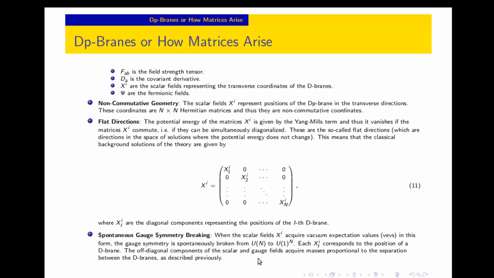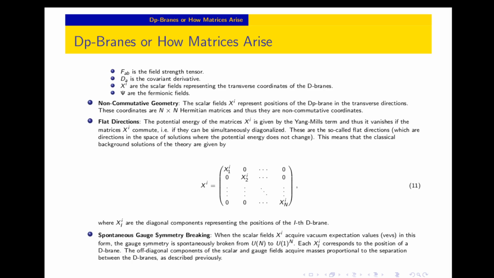The scalar fields xi represent the positions of the Dp brane in transverse directions. These coordinates are n times n Hermitian matrices, leading to non-commutative geometry. The potential energy of the matrices xi vanishes if the matrices commute. This is known as the flat directions, where the classical background solutions of the theory are given by diagonal matrices representing the positions of the D-branes.